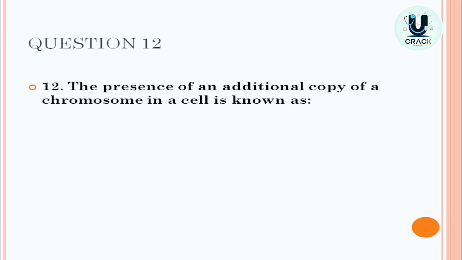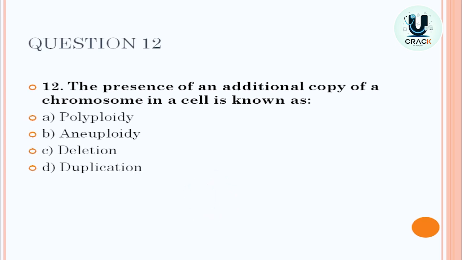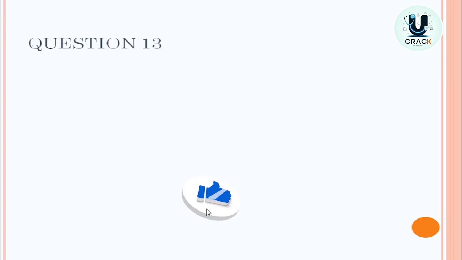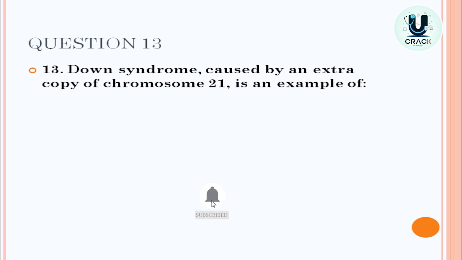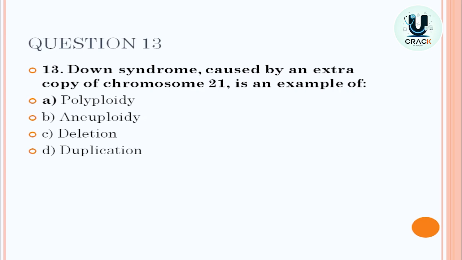Question number 12. The presence of an additional copy of a chromosome in a cell is called A. Polyploidy, B. Aneuploidy, C. Deletion, D. Duplication. Answer B, aneuploidy. Question number 13. Down syndrome caused by an extra copy of chromosome 21 is an example of A. Polyploidy, B. Aneuploidy, C. Deletion, D. Duplication. Answer B, aneuploidy.